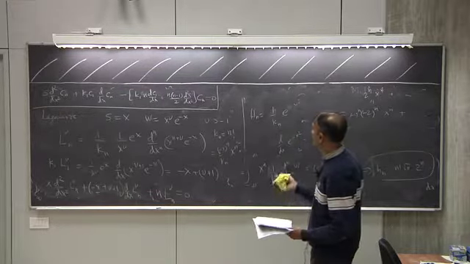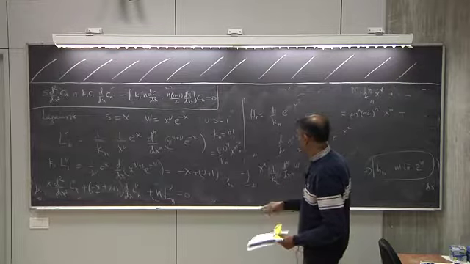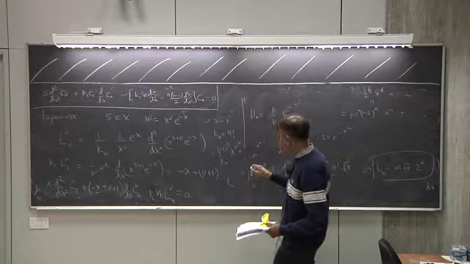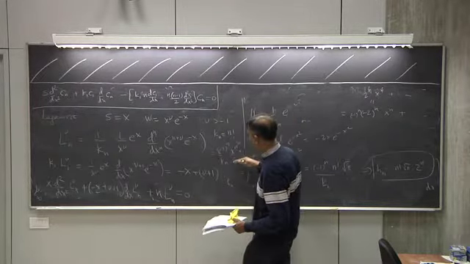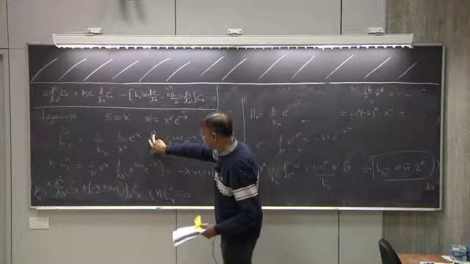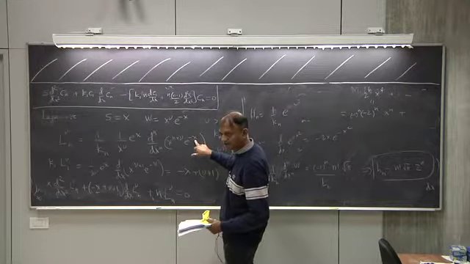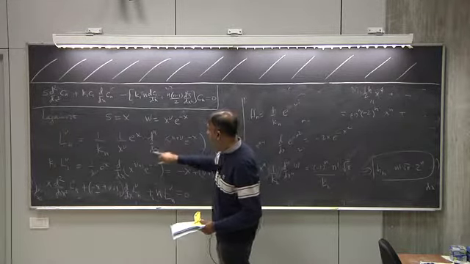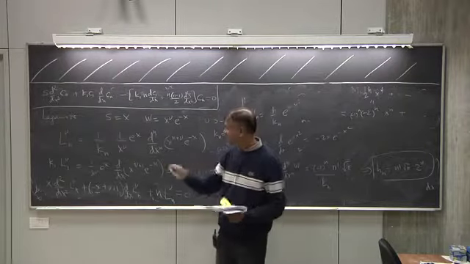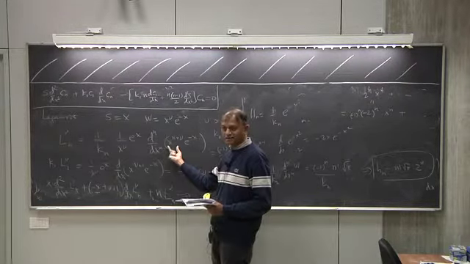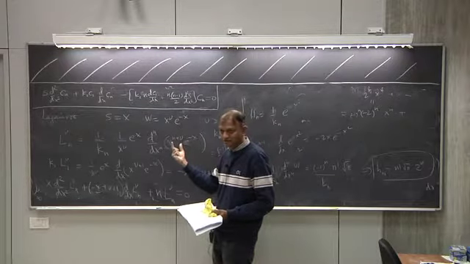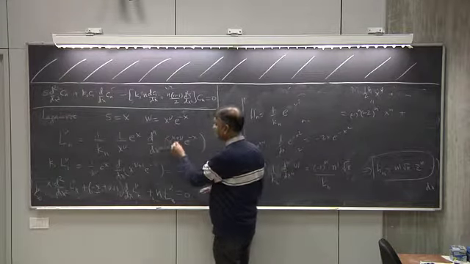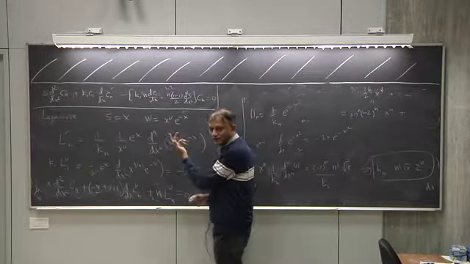For example, suppose I want to compute k prime n. How will I do that? Suppose I want to look at the coefficient of x to the n minus 1. So you want to reduce the power by 1, right? So n minus 1 of these derivatives must act there, and one derivative must act here. But out of the n derivatives, how many ways can I distribute one derivative acting here? There are n ways, because there are n derivatives here and I can choose any one of them to act here. So there are n ways I can do it.